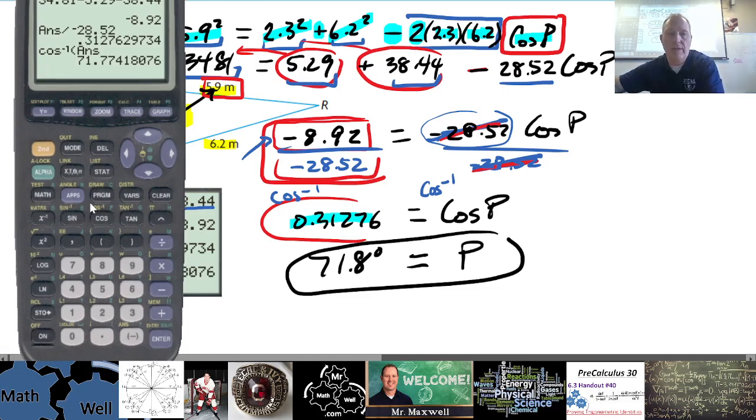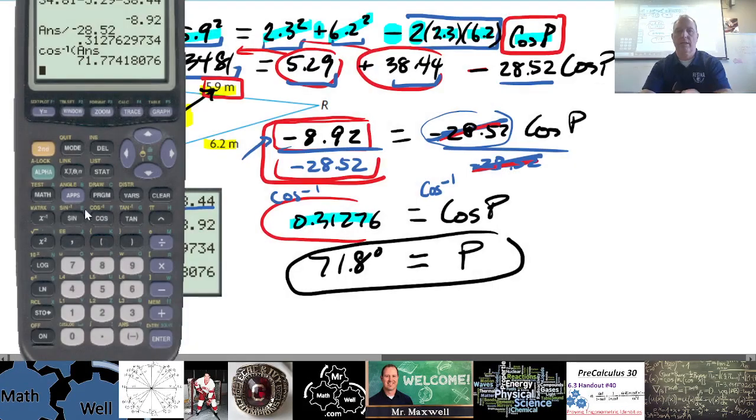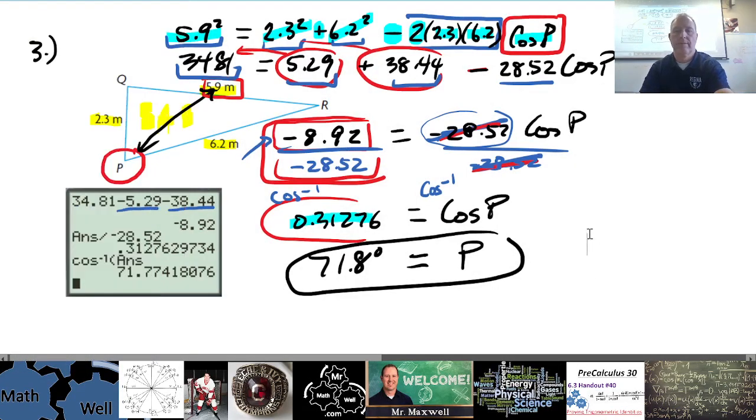I know you know this. I'm just going over this again just to make sure, okay? Just in case somebody doesn't know this. You have to use that cos to the negative 1. This one right here, second function. Okay, don't try and divide by cos. If you try and divide by cos, it's not going to work.